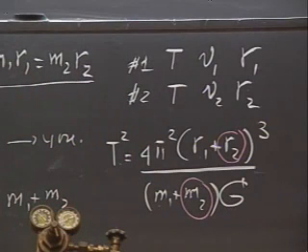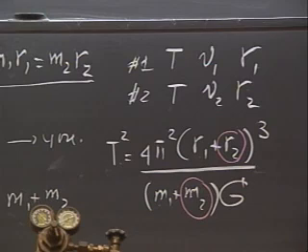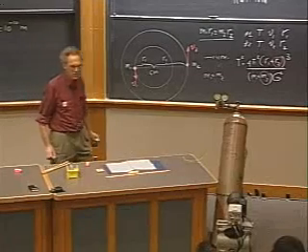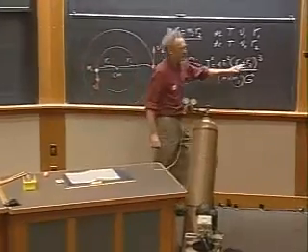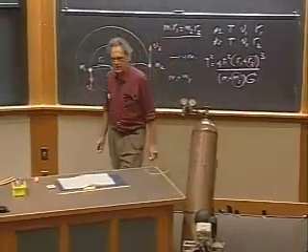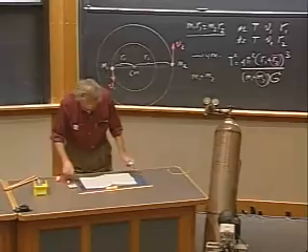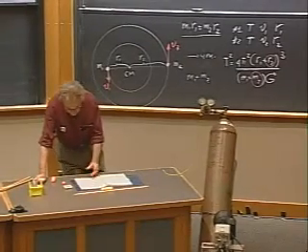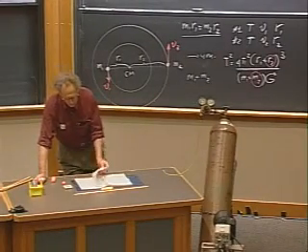But you do know that M1 times R1 is M2 times R2. So you have 2 equations with 2 unknowns, and you can solve for M2, and you can solve for R2. And so now you will find the mass of the accretor. Immensely powerful.